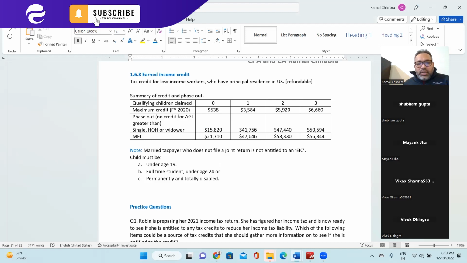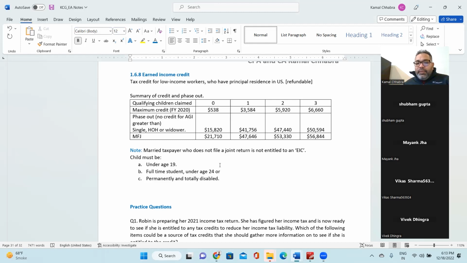If you have no children, then the minimum credit is $538. If you have 1 child living with you, you can take $3,584. If you have 2 kids, then you can take a credit of $5,920. And if you have 3 or more kids living with you in the same home, you can take a credit of $6,660, right?